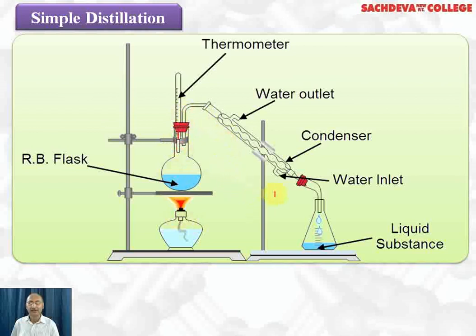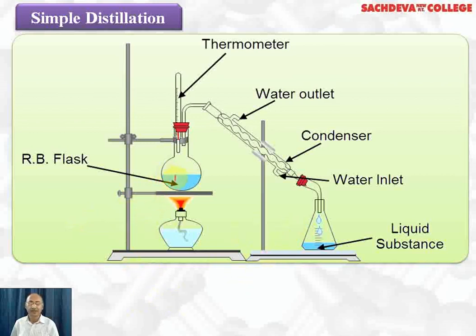In the condenser we have got a water inlet, which will be connected to the water tap. This is the outlet, which will be connected to the sink so that water can circulate in the condenser. It is water in and water out, so it will keep the condenser cool. This is the conical flask where we will collect the distilled substance.